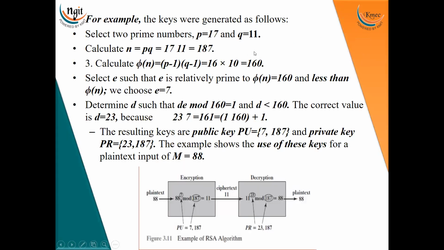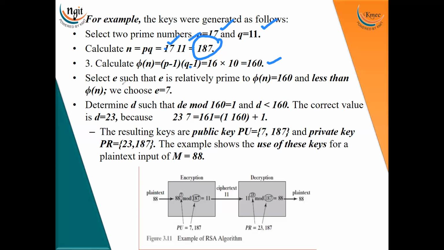Now see here, in this example I have taken two prime numbers. Whenever you are working with the RSA algorithm, we should take two large prime numbers, that is 17 and 11. Now what is our aim? We multiply 17 with 11, then we get 187. Then we calculate the order of n, that is p minus 1 times q minus 1, that is 16 into 10. Now this order of n is equal to 160.